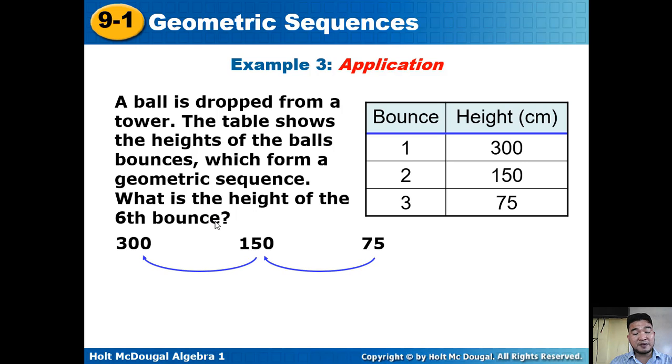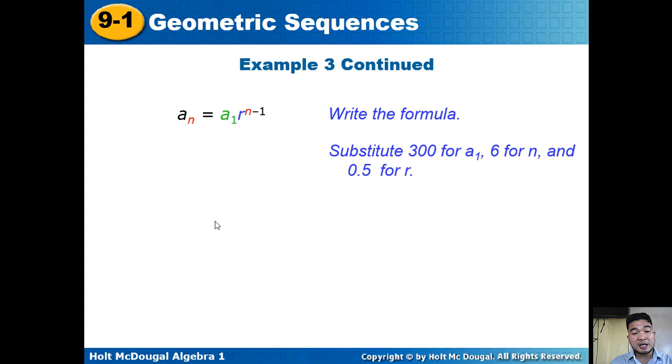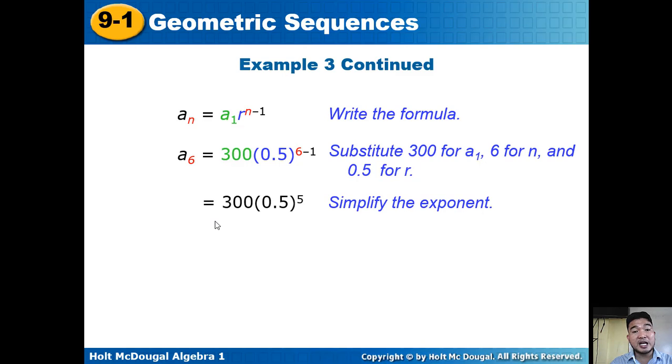So first, we find the common ratio. So the common ratio is 0.5, or 1/2. So that is the value of our r. Then write the formula and then substitute 300 for a sub 1 since that is the first term of the geometric sequence. Then 6 for n since we are looking for the sixth bounce, and 0.5 for r because that is our common ratio. And then simplify the exponent, so you will have 300 times 0.5 raised to 5. Using your calculator, simplify it and you will get 9.375, which is the sixth term of the geometric sequence.